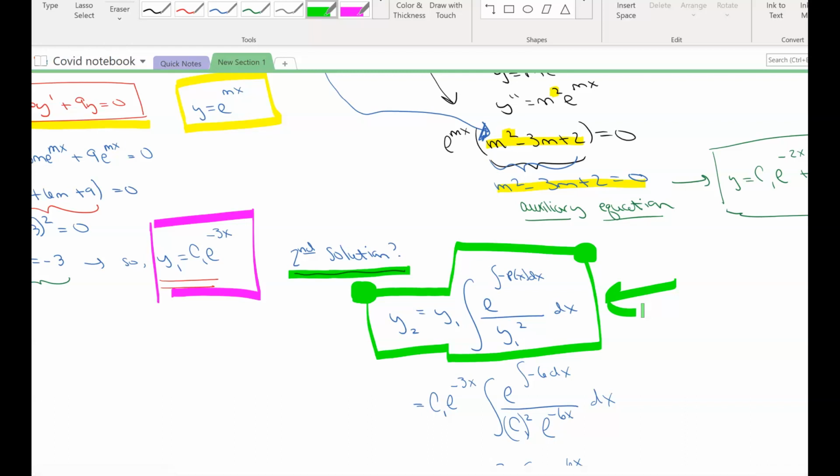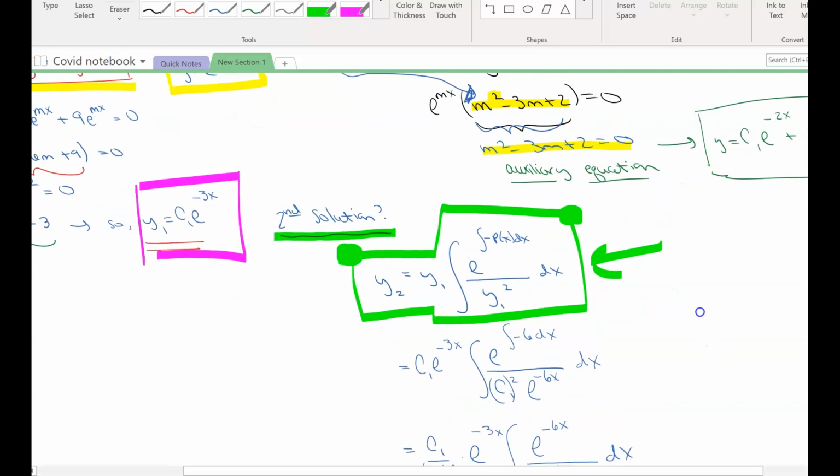And was that called reduction of order? I actually forget. Is it reduction of order? We reduce the order. Anyway. Oh, yes, it was. The derivation involved reduction of order. Anyway, so what's the second solution? Well, let's take a look.